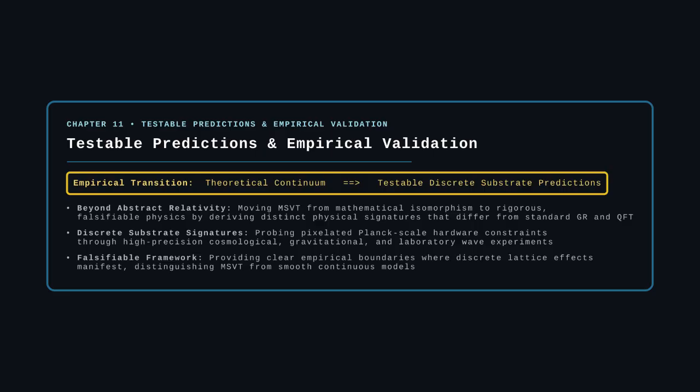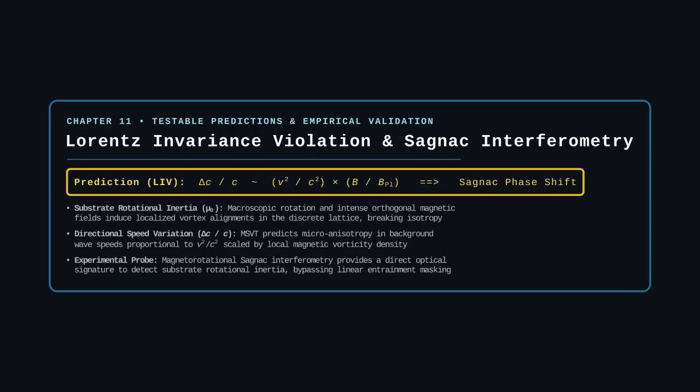To transition modified superfluid vacuum theory from a theoretical framework to an empirically testable physics model, MSVT delivers specific, quantitative predictions that distinguish its discrete fluid substrate from continuous general relativity and smooth quantum field theory. First, local violations of Lorentz invariance via magnetorotational Sagnac interferometry.